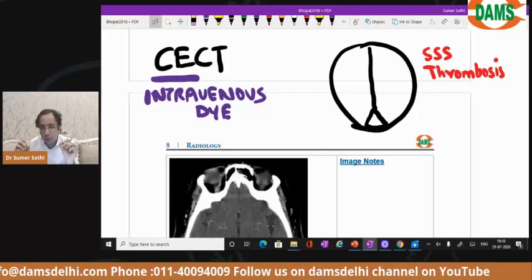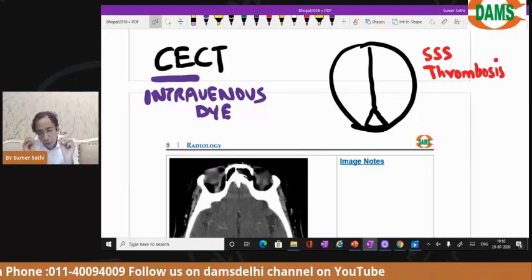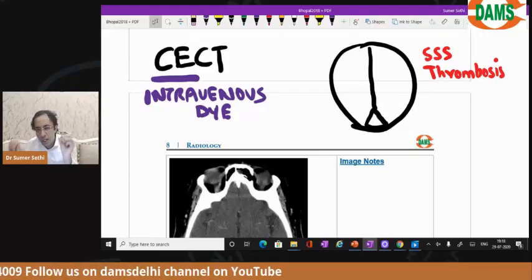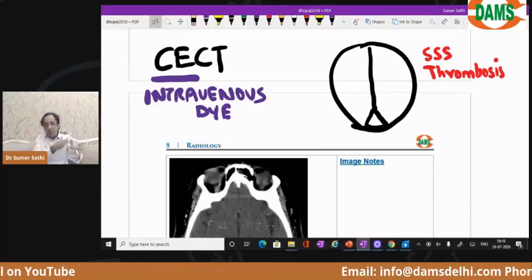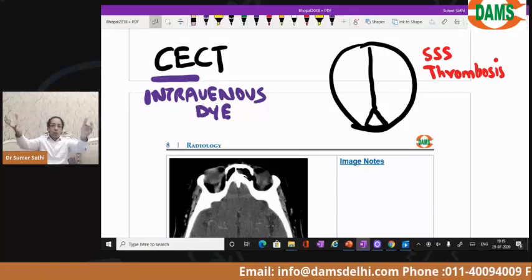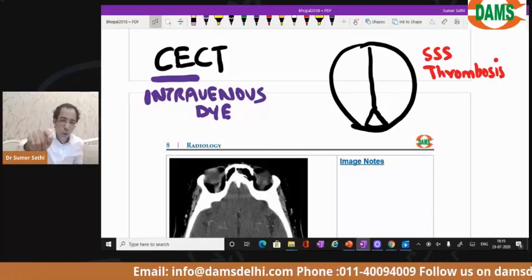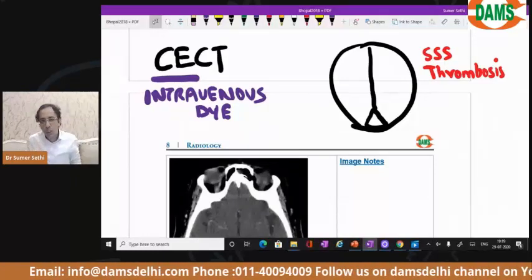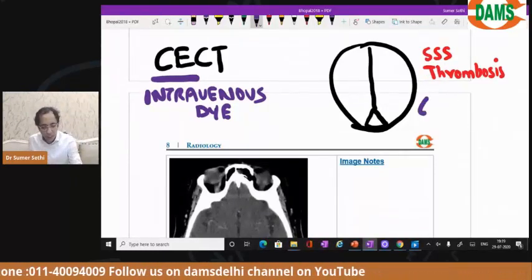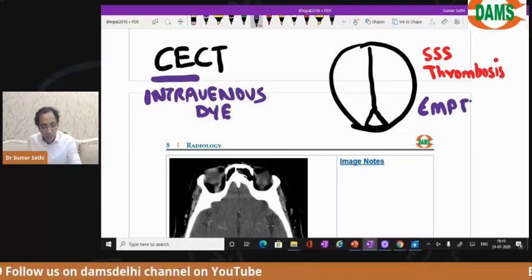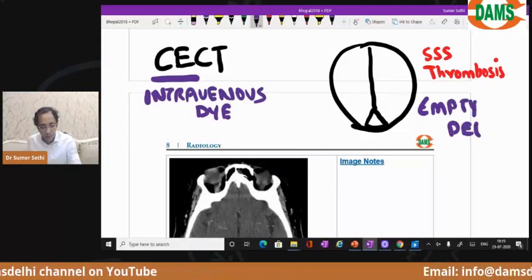Children, think and tell me, if there is a thrombus in the sinus, will the dye be able to go into it? I have given intravenous dye, the dye should go into the blood vessel, but this blood vessel is thrombosed. Will the dye go into it? No, dye will not be able to go into it. And that is where we have a term called empty delta sign.